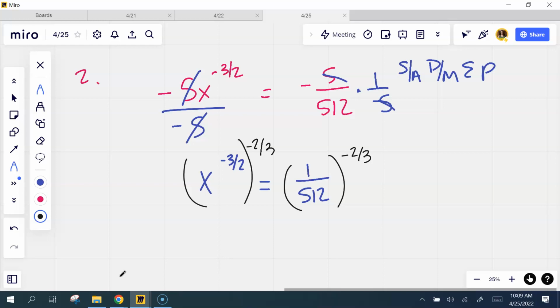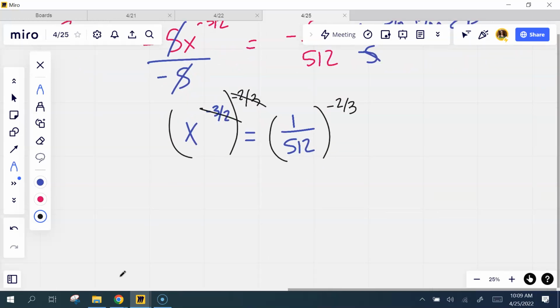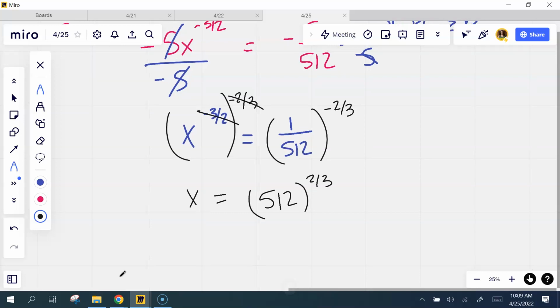Now I think this was your question. All right, this is gone. But now, because this is negative, it's going to flip this over. So this is the same thing as saying 512 to the 2/3. So you can flip the whole thing and just make it positive. Does that make sense? Now it's a little bit easier to work with, right? So now I have the third root of 512 squared. And again, if you put that squared under it or you put it outside, it really doesn't matter.